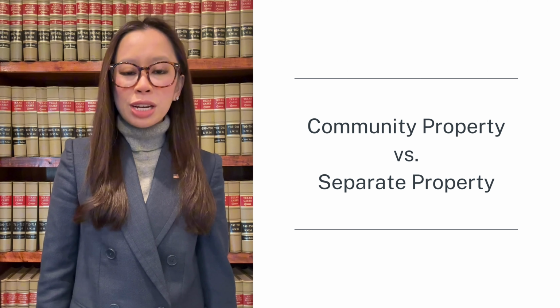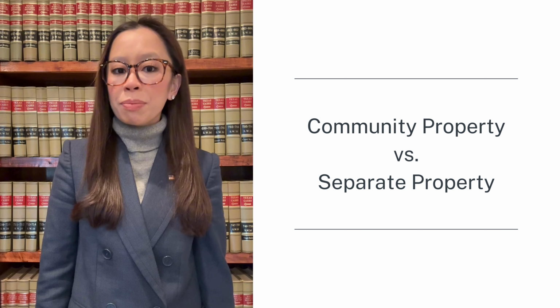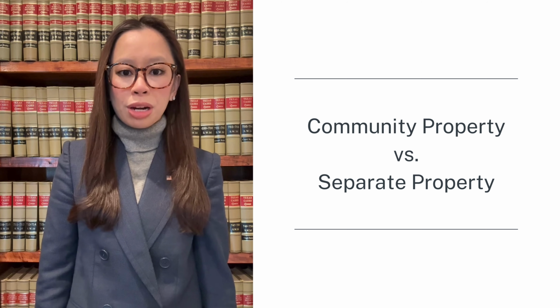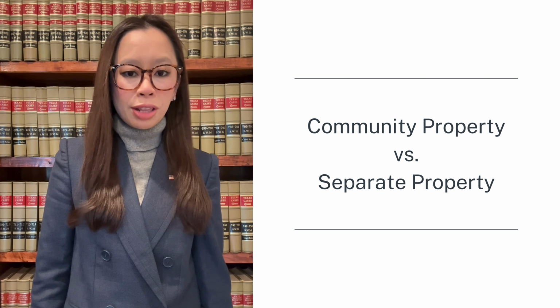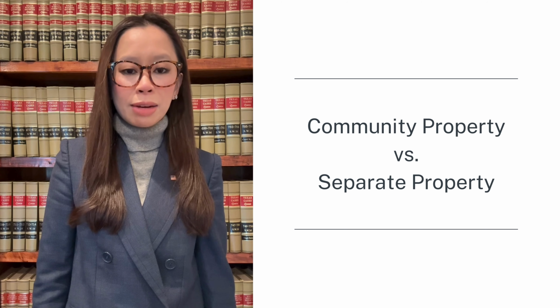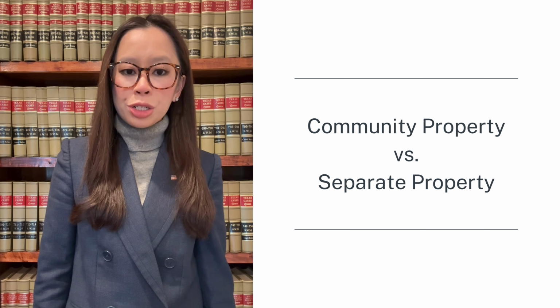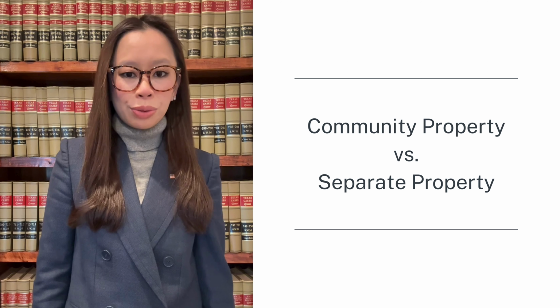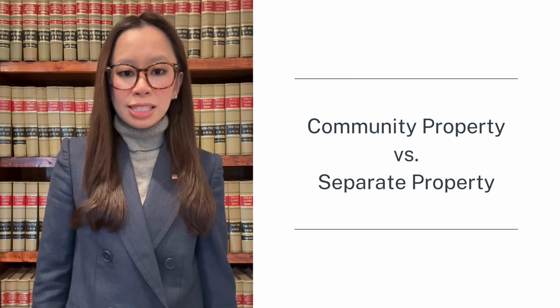Community property versus separate property. One of the first things you need to understand when it comes to dividing property in a Texas divorce is the concept of community property versus separate property. Texas is a community property state, meaning that most property acquired during the marriage is considered jointly owned by both spouses and will be divided between them. However, property that was acquired before the marriage or gifted to one spouse alone is generally considered separate property, and it remains the property of that spouse.